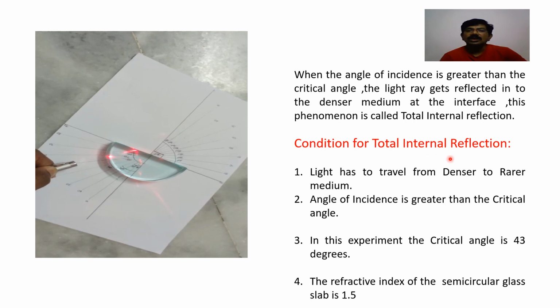Conditions for total internal reflection to take place. First, light has to travel from denser to rarer medium. Next, second one is the angle of incident is greater than the critical angle. In this experiment, the critical angle is 43 degrees. The refractive index of the semicircular glass slab is 1 by sin c, that is 1 by sine of the critical angle. Here the critical angle is 43 degrees. So 1 by sine of 43 is nothing but 1.5.